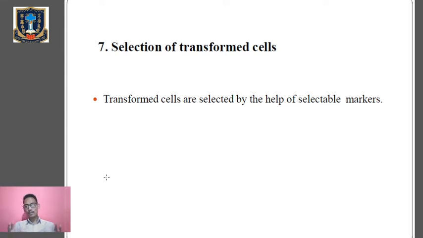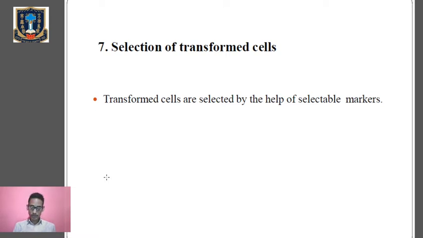Now, what does transformed cell mean? Try to recall that in recombinant DNA technology, we are creating the recombinant DNA having the gene of interest, and after creating that recombinant DNA, we are inserting it into the host cells, let's say, for example, Escherichia coli or E. coli. Now, how to identify whether that cell has been transformed or not?